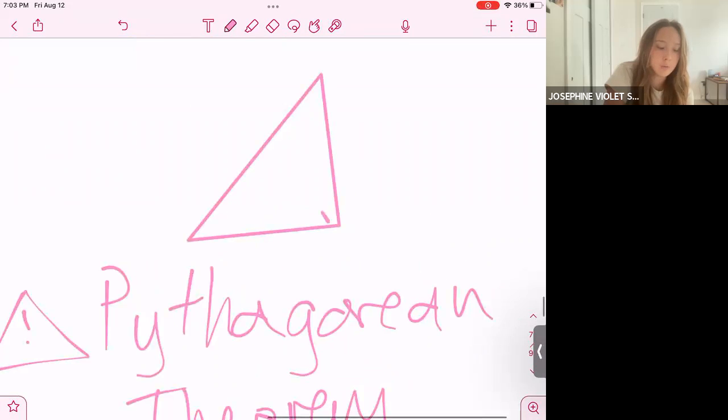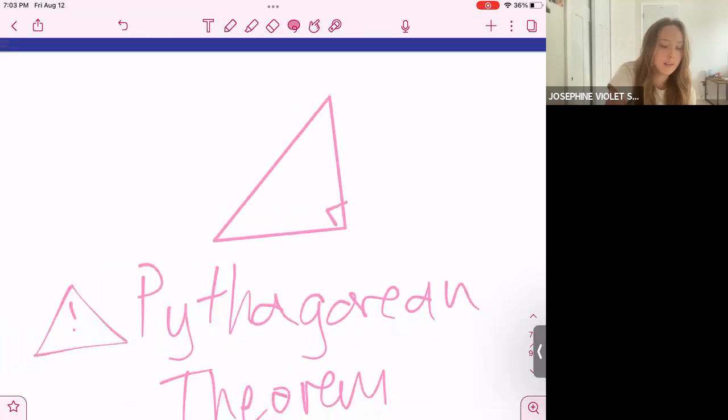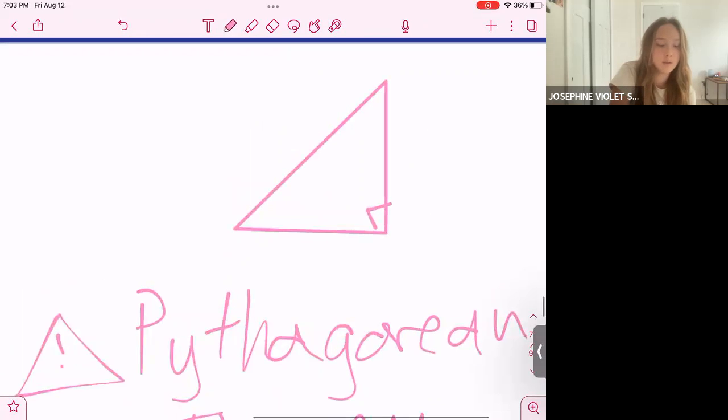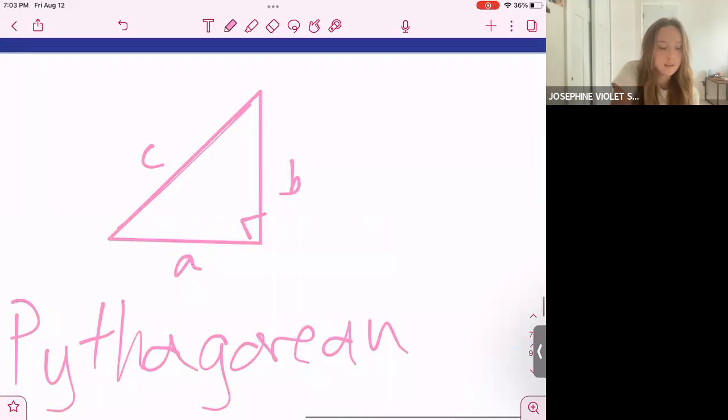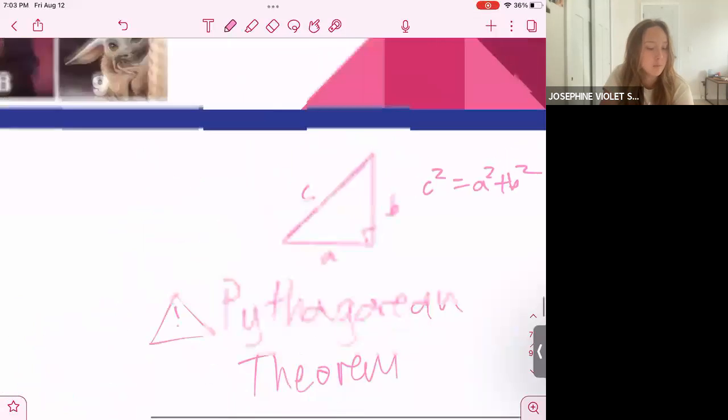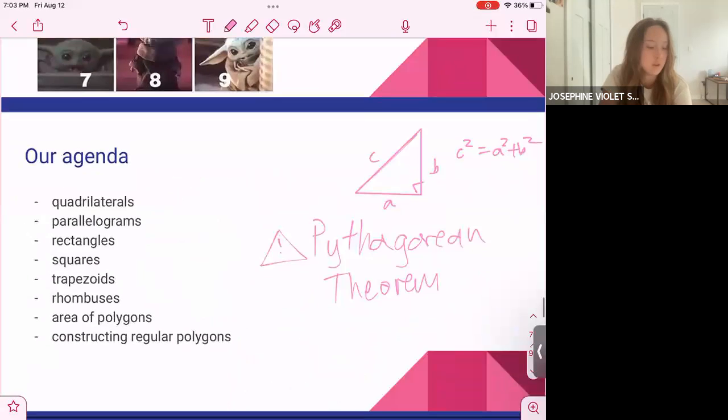If we have a right triangle, the Pythagorean theorem tells us that the longest side of the right triangle, which is the side opposite of the right angle, is called the hypotenuse. Let's call these sides A, B, and C. It tells us that C squared equals A squared plus B squared. And we're going to need to know that for a couple of proofs. But if that trips you up, that's all right, and we can work through it together.